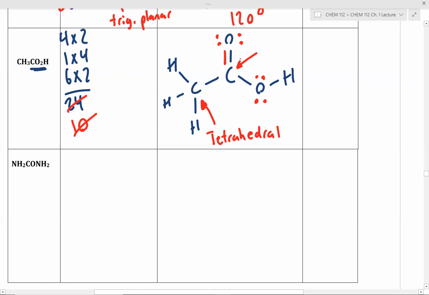This second carbon with 3 charged spheres and 0 lone pairs is what? Trigonal planar, which I abbreviate as trig planar. Finally, this rightmost oxygen with two bonds and two sets of lone pairs adopts what geometry? Bent.